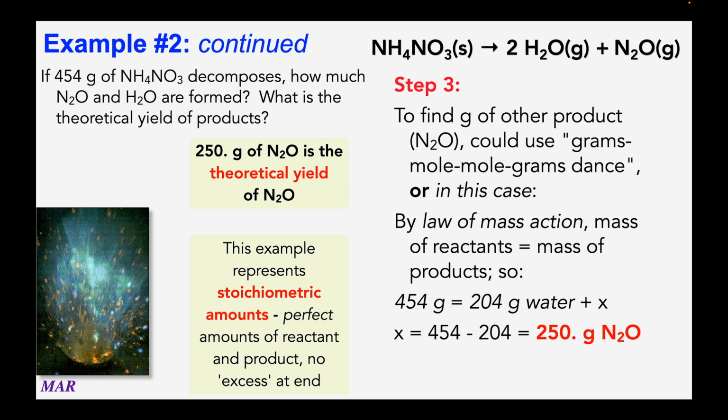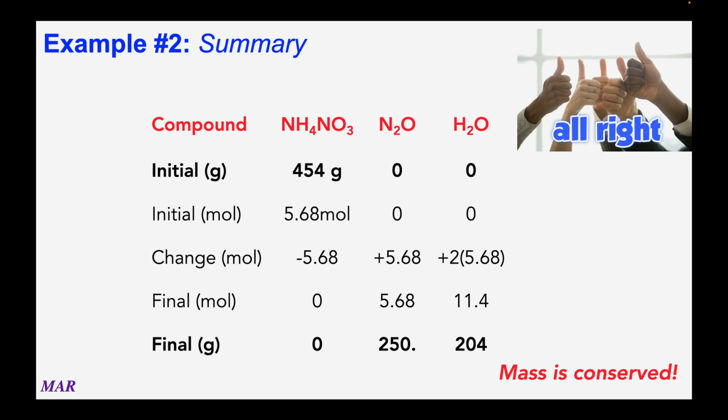But anyway, it is an example if you have one reactant breaking down into a couple products. This way works really well, but there are some times where this method won't work as well, and I'll talk about that more in a little bit. This is a summary of what just happened mathematically, all right? Now, the ammonium nitrate we put in was 454 grams, and although I didn't show the calculation, if you take 454 and divide it by the molar mass, you'll find that you get 5.68 moles of ammonium nitrate, okay? And that's how much we started with.